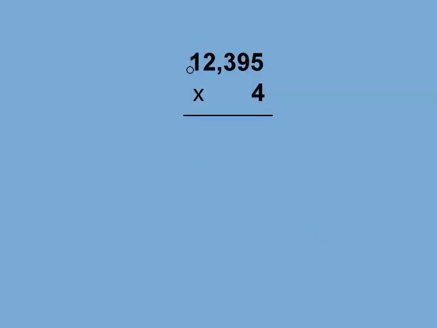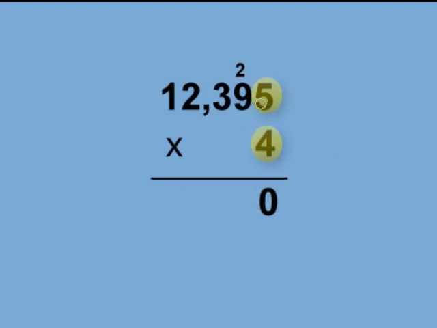We multiply 12,395 by 4. Start at the ones place. 4 times 5 is 20. Place the 0 in the ones place and carry the 2. 4 times 9 is 36. Plus 2 is 38. Place the 8 in the tens place and carry the 3. 4 times 3 is 12. Plus 3 is 15. Place the 5 in the hundreds place and carry the 1.